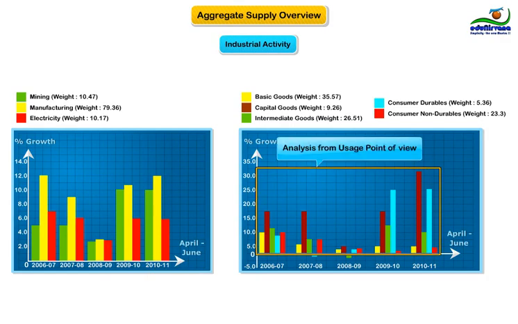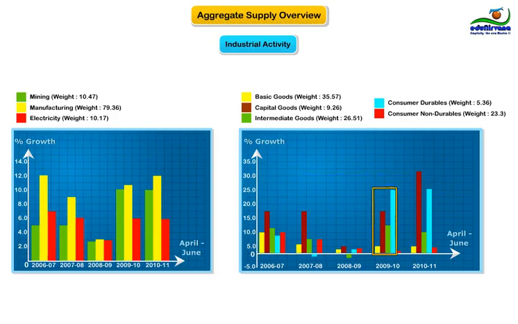Trends from usage point of view. The pace of recovery in industrial production during 2009-2010 is evident from the fact that the IIP almost reached the level which would have been achieved had the high growth phase of 2006-2007 not been interrupted in the subsequent 2 years on account of the global crisis.